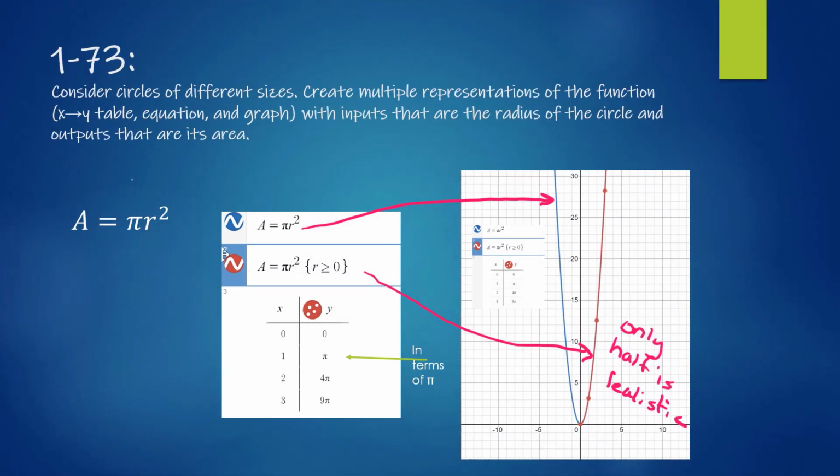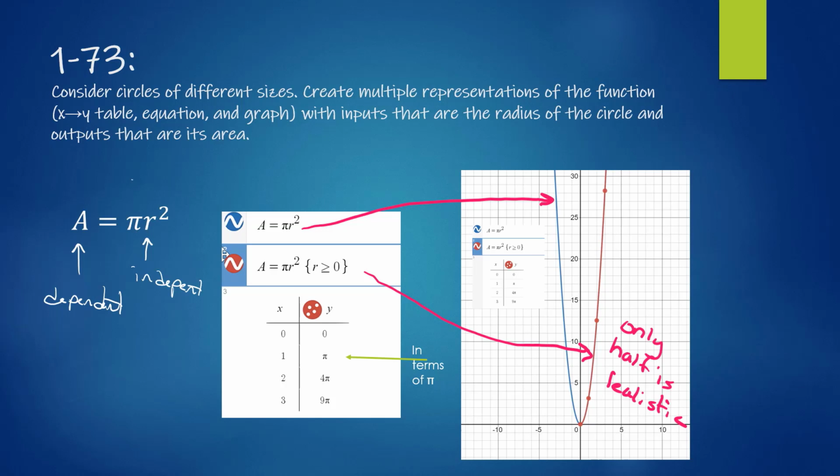Okay, 1-73. You start out with your area equals pi r squared because that is the formula for the area of a circle. But they want to know which is the independent variable and which is the dependent variable. And this is like your x, okay? That's your independent variable, okay? Because the radius determines the area, and that's your dependent, okay?